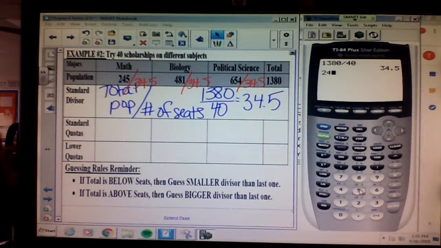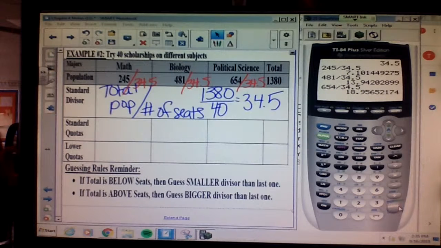So 245 divided by 34.5, 481 divided by 34.5, and 654 divided by 34.5. Okay. Standard quotas. So you should always start off with the standard quotas. 13.94 and 18.95.